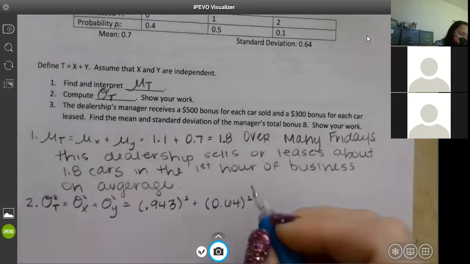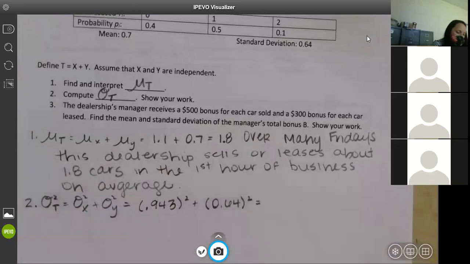Why are you using the standard deviation and square? Oh, never mind. I get that now.